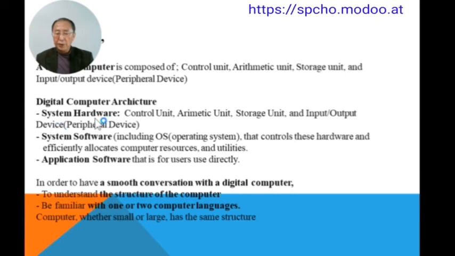One is the system hardware: control unit, arithmetic unit, storage unit, and input and output devices. Then system software, including the operating system that controls the hardware and efficiently allocates computer resources, and utility. Application software is for the user to use directly. In order to have a smooth conversation with a digital computer, you need to understand the structure of the computer. And you should be familiar with one or two computer languages. And a computer, whether small or large, has the same structure I explained.